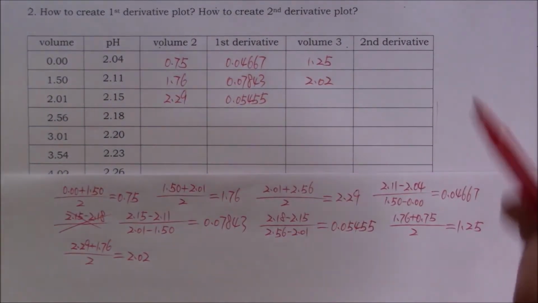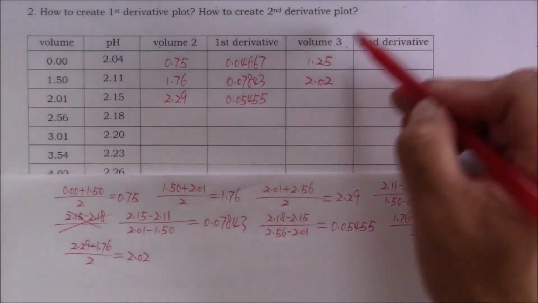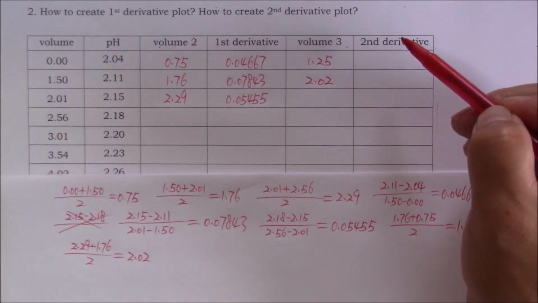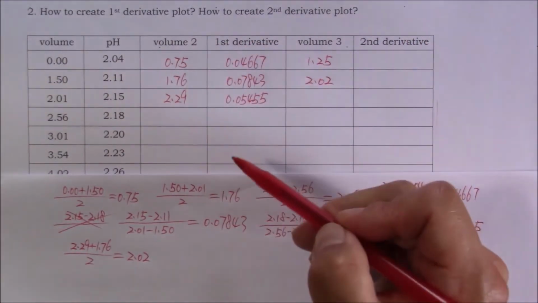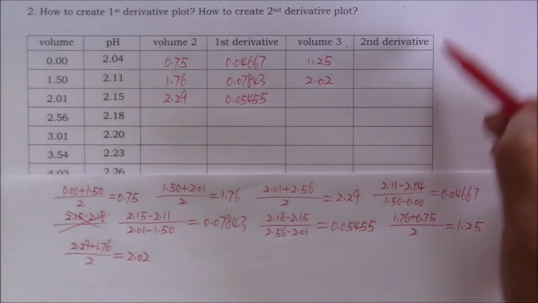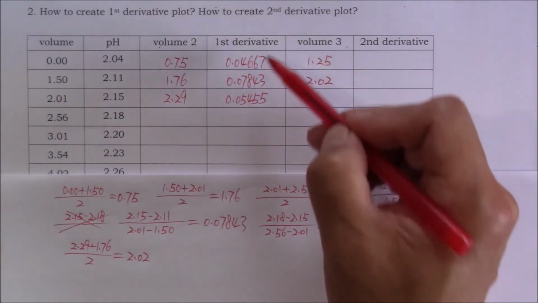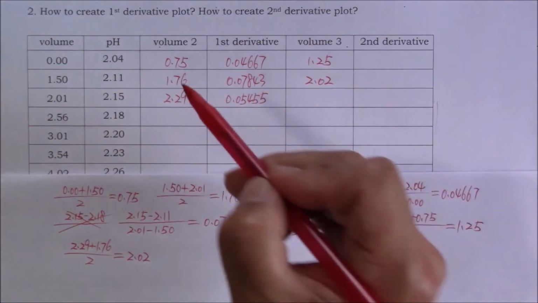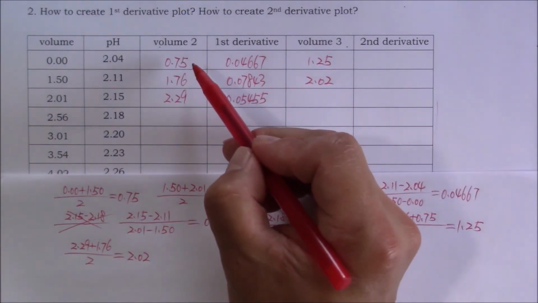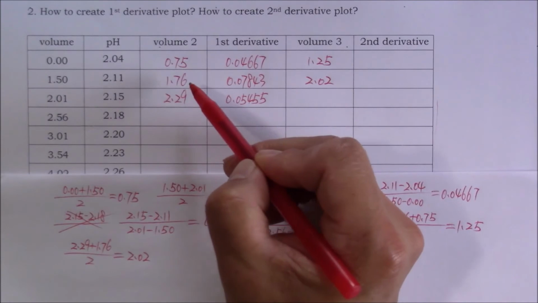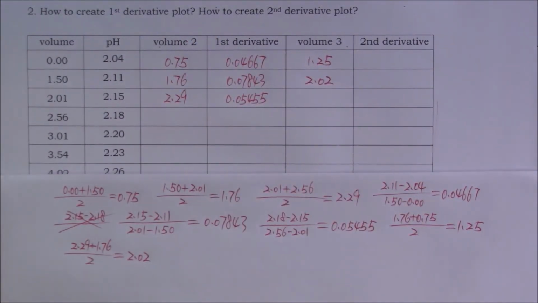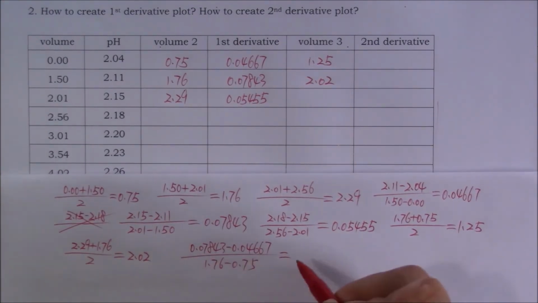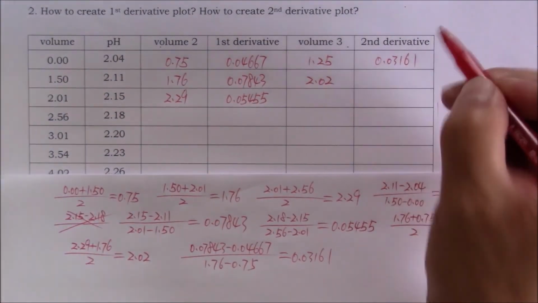Let me show you how to get the last column, the second derivative. To get the second derivative is very similar to get the first derivative. When we calculate the second derivative, we will use the first derivative difference between adjacent cells divided by the difference between the adjacent cells of volume 2s. Let me show you the calculation here. Let me show you another example here.